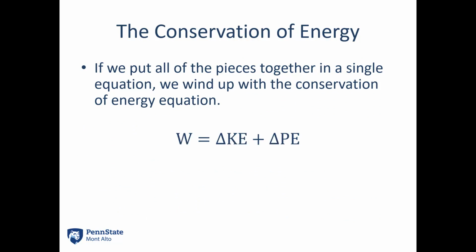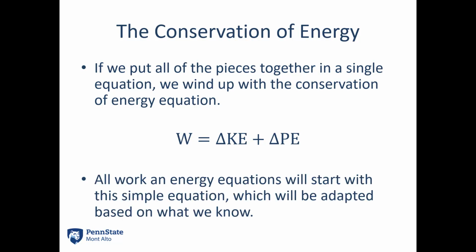All right, so if we put all of those pieces together into a single equation, we wind up with the conservation of energy equation, which is the following. This says work is equal to the change in kinetic energy plus the change in potential energy. So we're almost always going to start with this simple equation, which we're going to adapt to our situation. We put in what we know about work, we put in what we know about kinetic energy, and we put in what we know about potential energy, and then solve for the unknown variables.